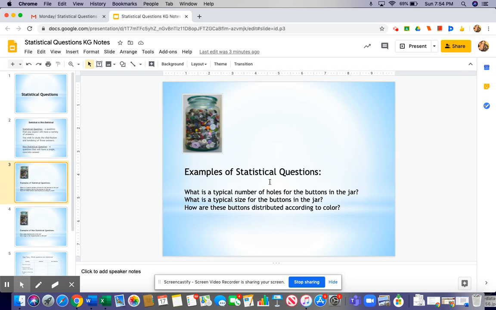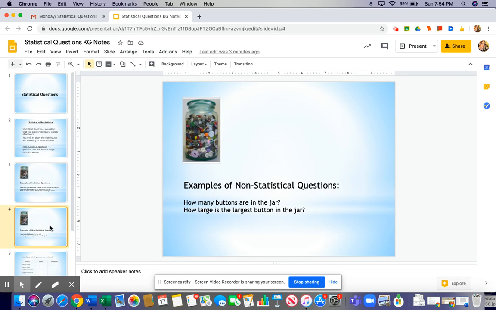What is a typical size for the buttons in the jar? Are the buttons the size of a dime, size of a nickel, size of a quarter? Are they larger? So again, you're going to have a variety of answers there. How are these buttons distributed according to color? So, do you see more lighter color buttons, more darker color buttons? Again, you're going to have a variety of answers there.